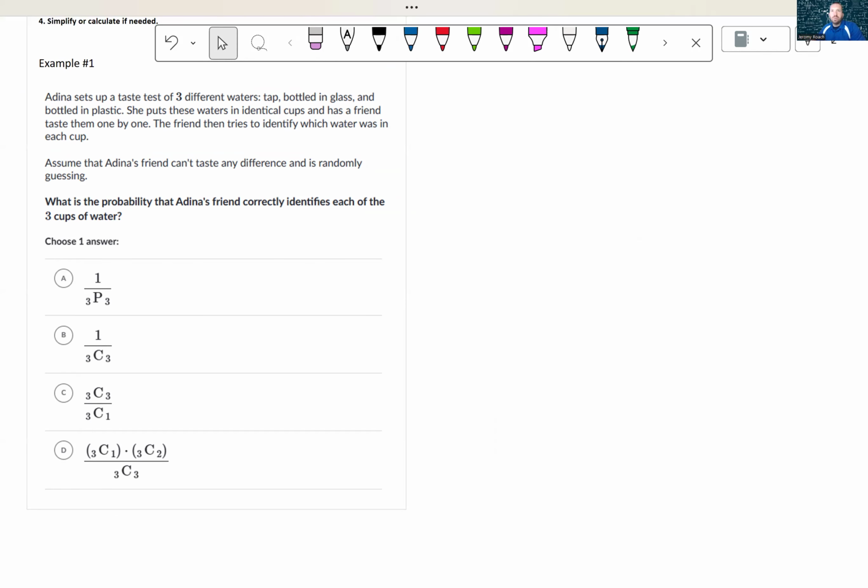So we have 3 types of water and 3 types of cups. And so our permutation for our denominator is 3P3. So that's our denominator. Now we're going to count how many outcomes are successful. So the friend has to get every single cup correct. There's only one arrangement where all 3 cups are correct. So there's only one way to do that. That's 1 on our numerator.